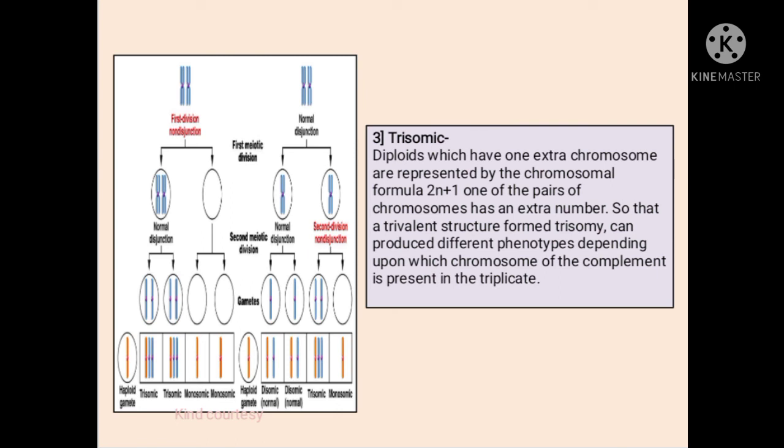Then we will see the trisomics. The diploids which have one extra chromosome are represented by a chromosomal formula, that is 2N plus 1. One of the pairs of chromosomes has an extra member so that a trivalent structure is formed. A trisomy can produce different phenotypes depending upon which chromosome of the complement is present in triplicate.